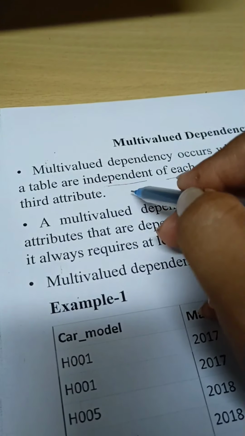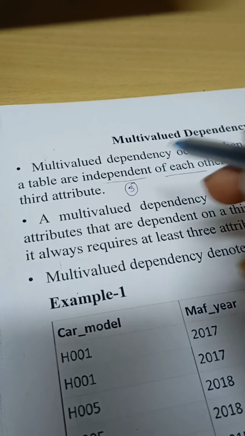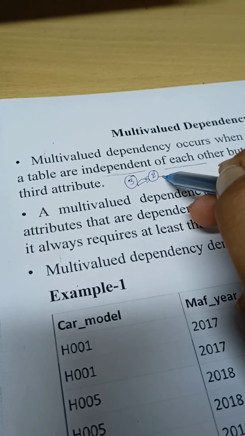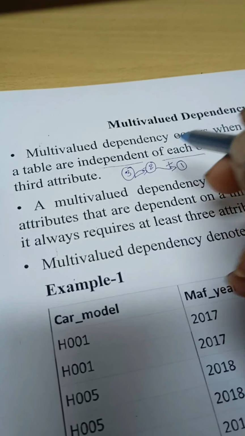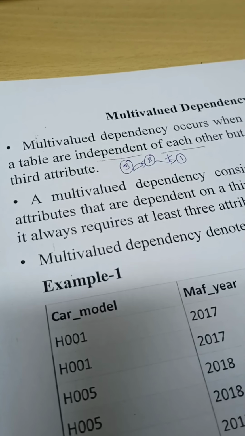So that means definitely here we want three attributes. Two of these attributes are independent, but these two attributes are dependent on one attribute. Okay, so that is the meaning of multi-valued dependency. Now we will see it with an example.